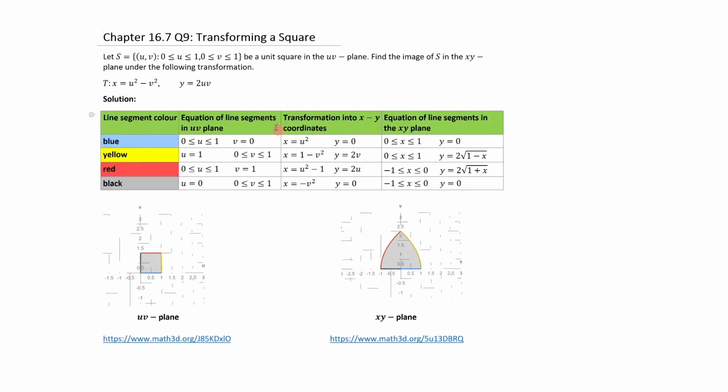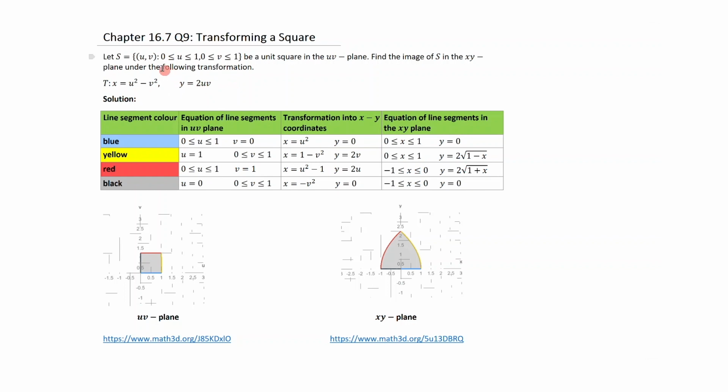All right, so let's take an example from the book. This is from chapter 16.7, question 9. You're given S, in which U ranges from 0 to 1 and V from 0 to 1. It's a unit square in the UV plane. And you want to find the image of S in the XY plane under the following transformation shown here.